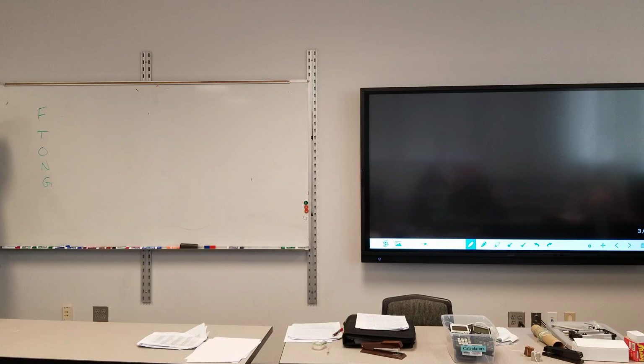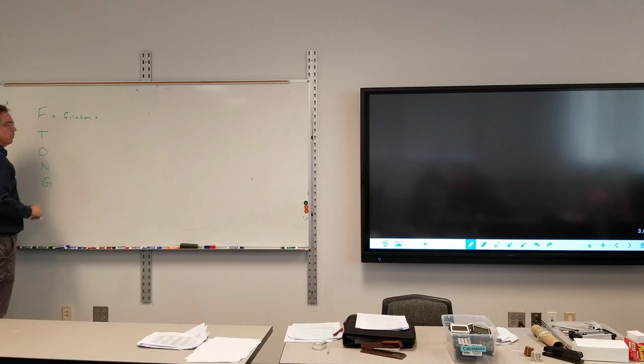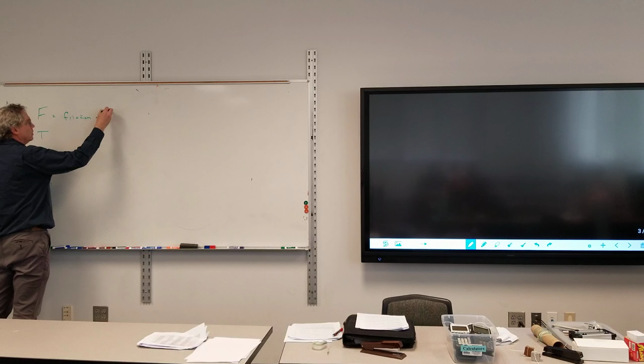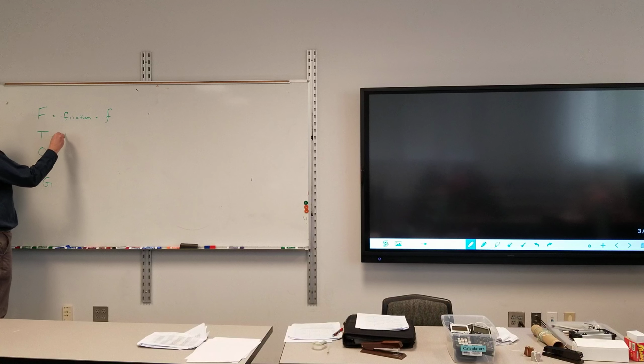All right, so FTONG, or Fort Ong. F stands for friction. The symbol I use for friction is what I sort of call a Baroque F, just a curled F. T stands for tension.